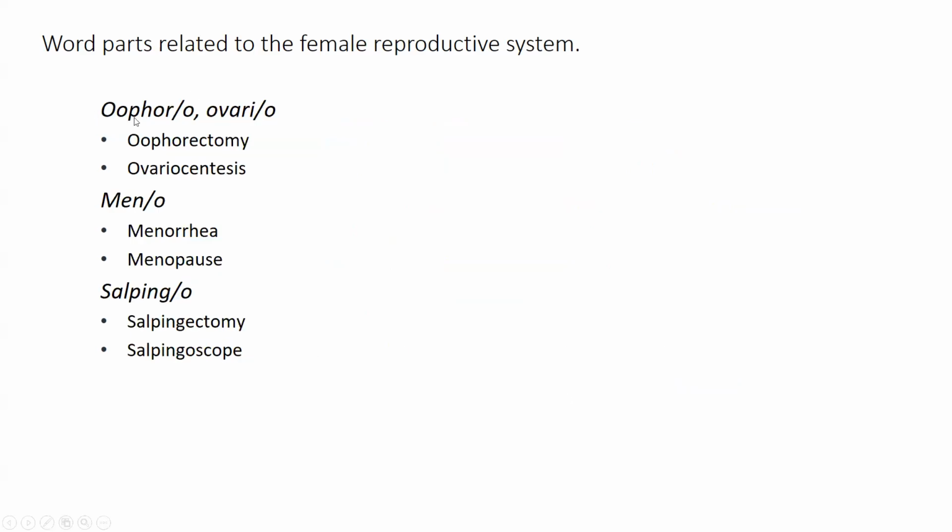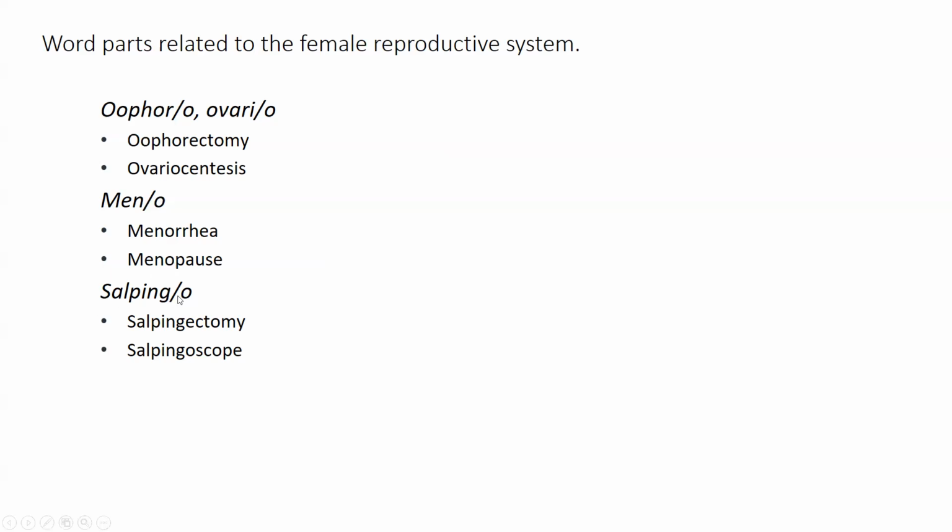Two pronunciations here, oophoro or oophorio. Either one can be used, or ovario. Both refer to the ovaries, so this can be an oophorectomy or an oophorectomy. I've heard it both ways. Ovariocentesis. Remember, centesis is puncture. Usually that also means they're going to withdraw some fluid. Meno comes from the word meaning month. In this context, it means menstrual or menstruation. So menorrhea is your menstrual flow. Menopause is a cessation of menstruation.